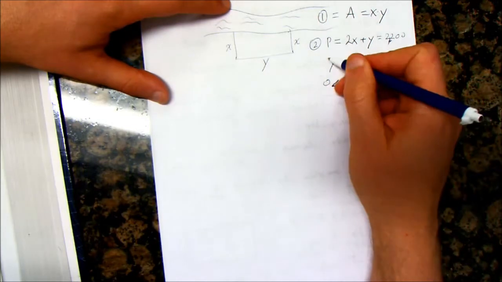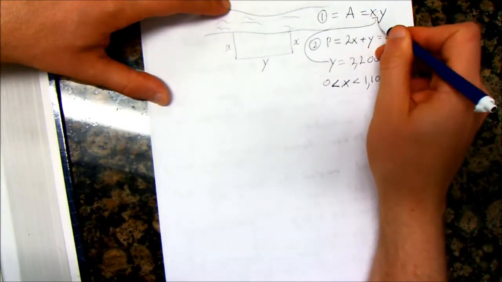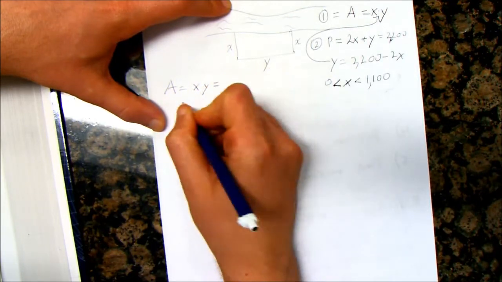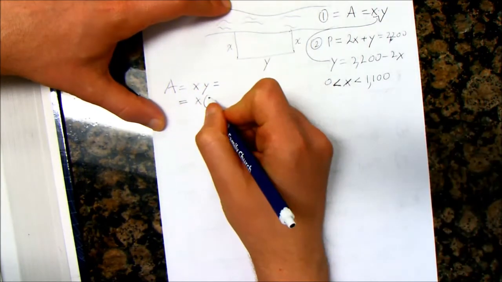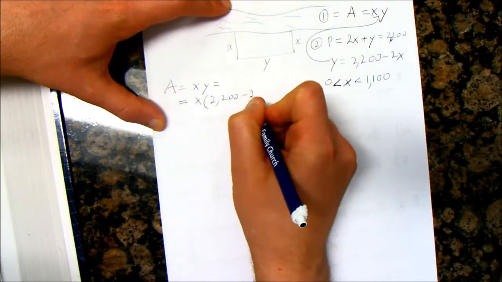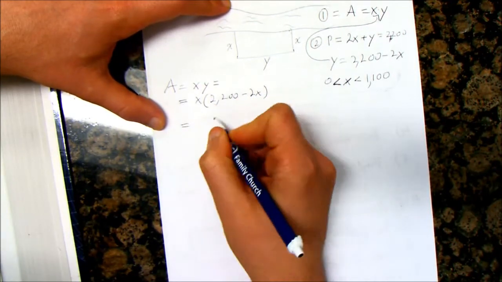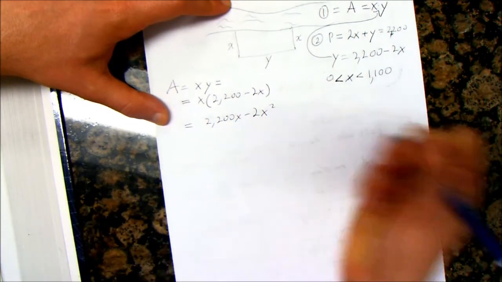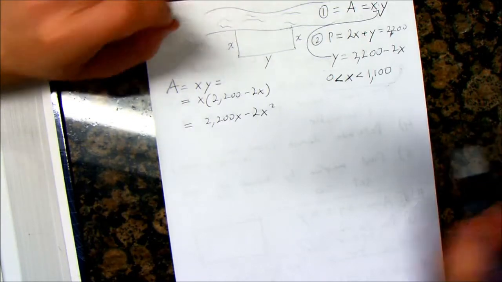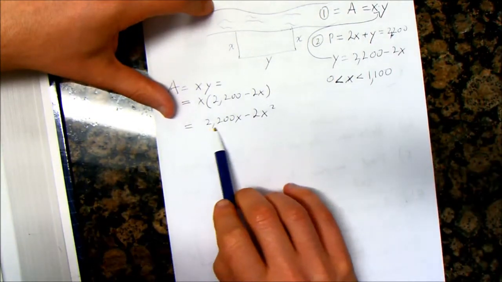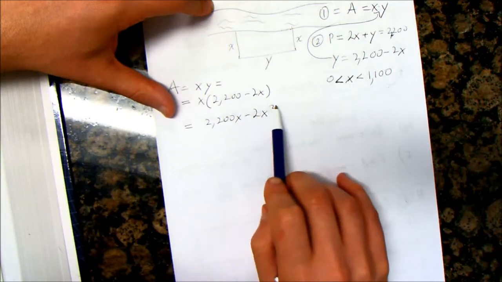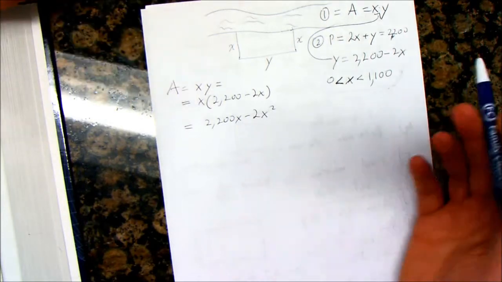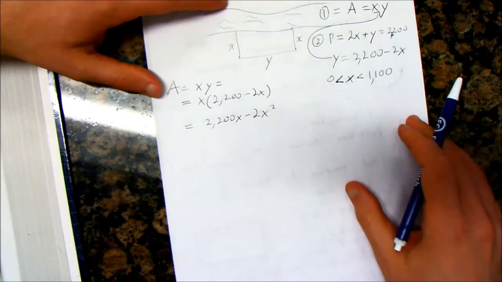But so anyways, now we're going to take this and plug this into here for y. So we get A is equal to x times (2200 - 2x), which is 2200x minus 2x squared. Well, okay, a little fun fact here. This is the expression of a parabola because it's got x squared opening down. So we know that this thing has a maximum. Just a little intuition before we get started.